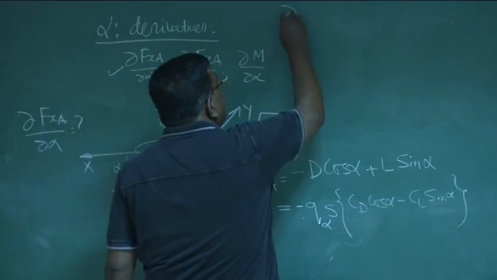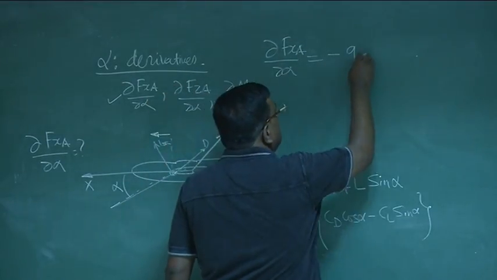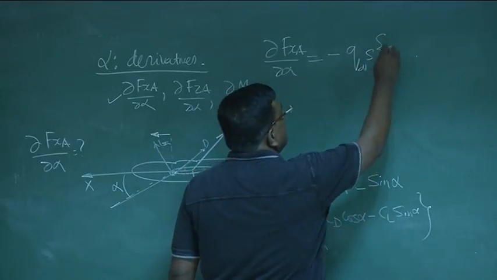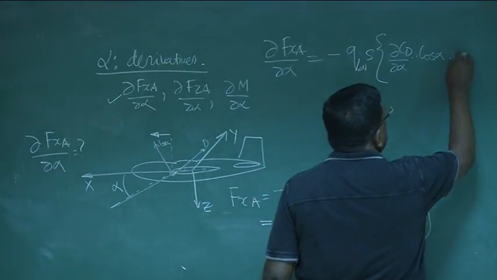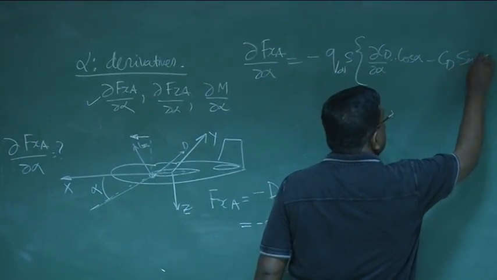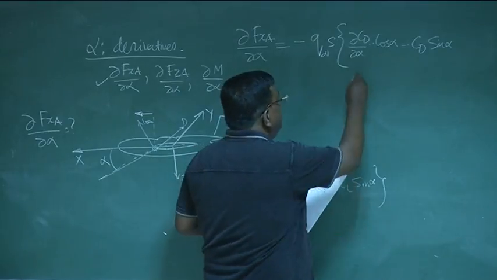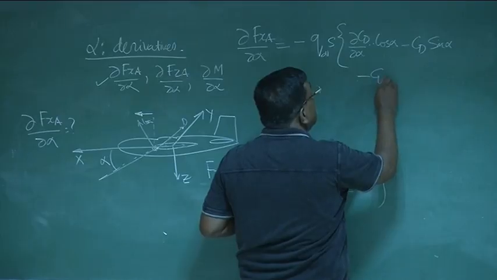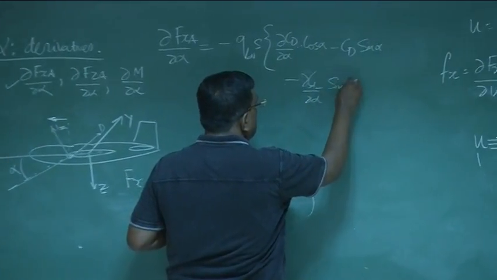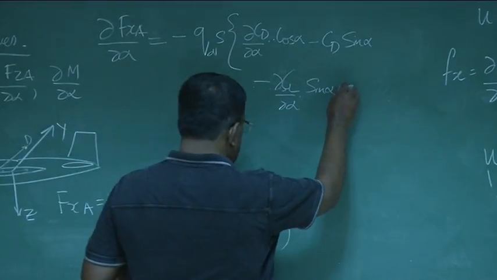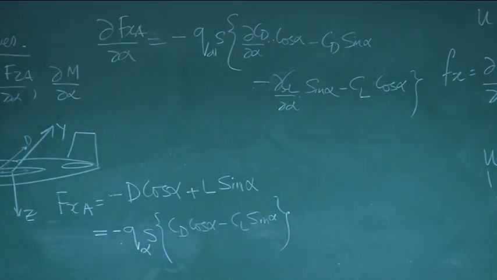Now I take derivative dfxa by d alpha. What does this mean? This will be minus q infinity S, okay. This is first term dCD by d alpha into cos alpha, then I keep CD, minus CD into cos alpha is sin alpha. See, the derivative of cos alpha is minus sin alpha, so that is why this minus sign has come here, okay. Then for this minus CL, or dCL by d alpha, dCL I take derivative into sin alpha, then minus CL into derivative of sin alpha is cos alpha. No objection? As simple as that.